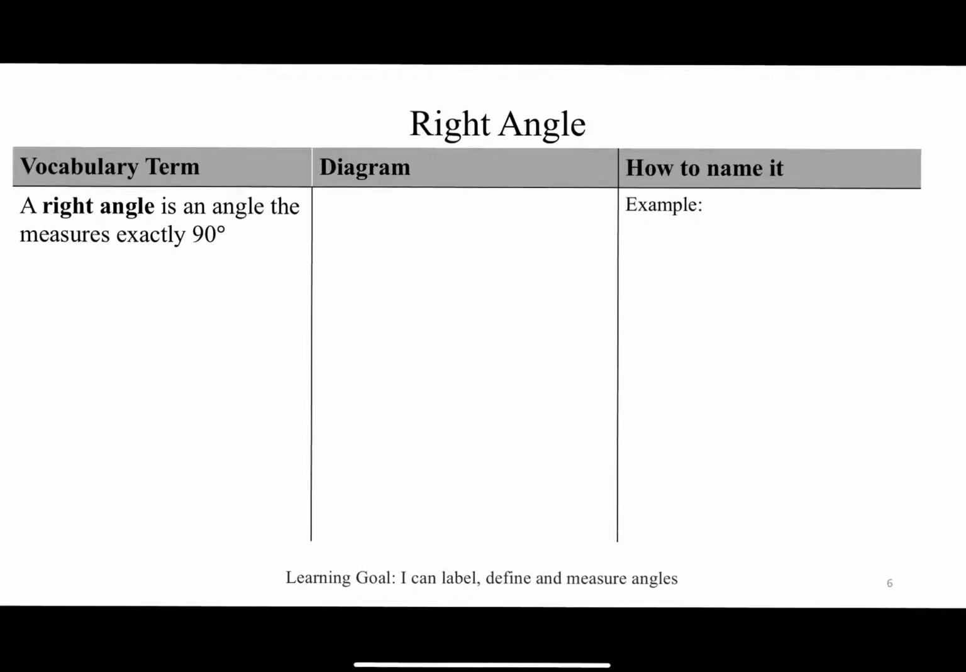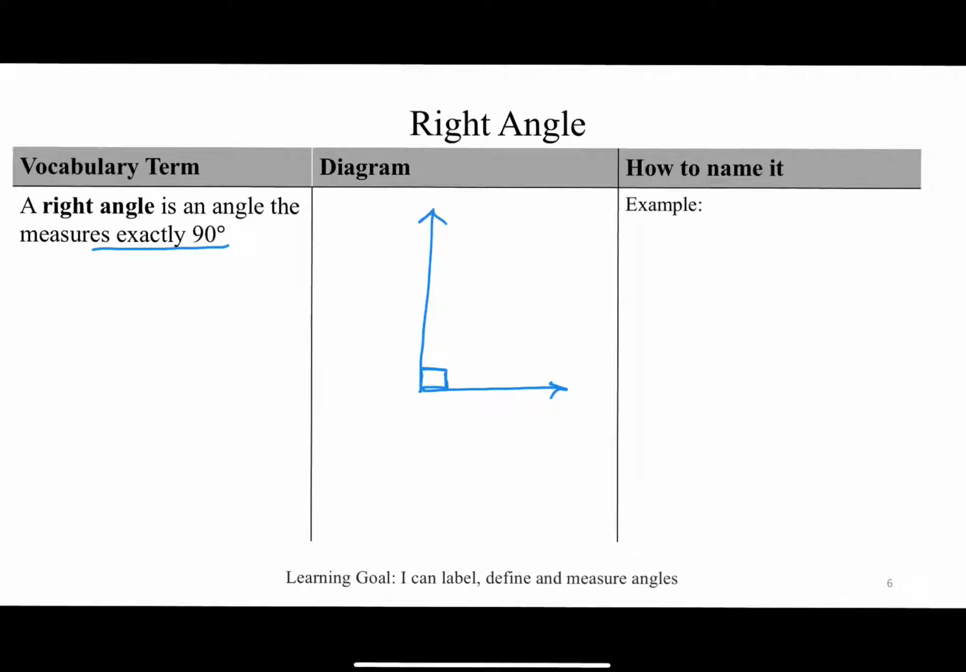And the next term we have for this section is a right angle. As you can see in the definition here, a right angle is an angle that measures exactly 90 degrees. And an example of a right angle can look something like this, a little bit like a very straight L shape. And a lot of the time, right angles will also have the little box in the corner there to indicate that it is in fact a right angle.